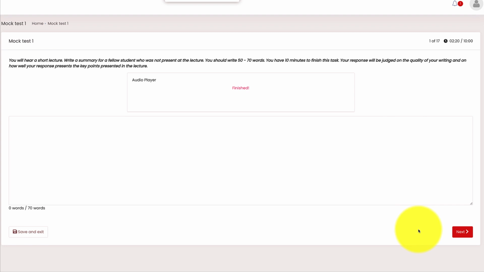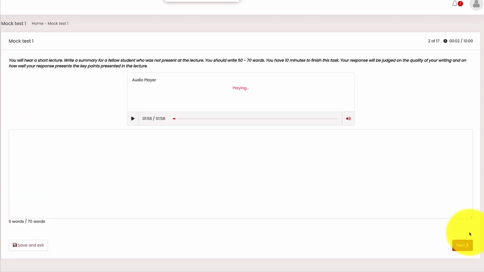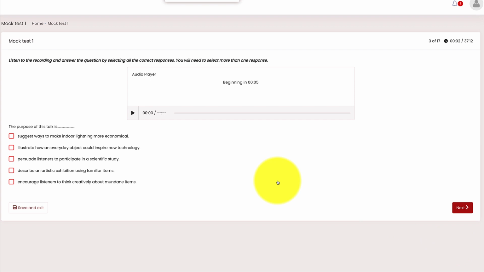So how many questions do you get in the exam? 2 or 3 questions. So this is another question of summarized spoken text. And then just like in reading, we have got multiple choice questions in listening as well.